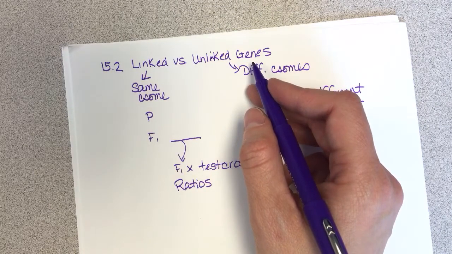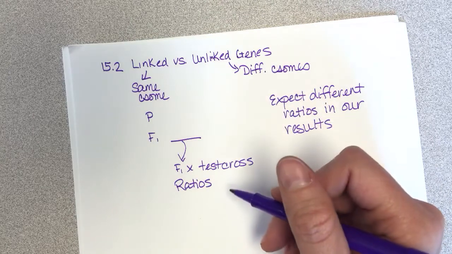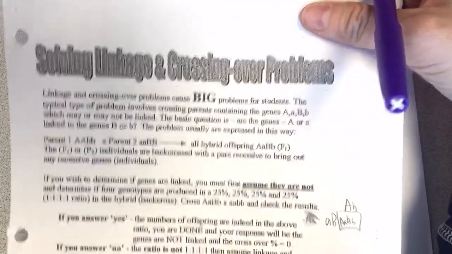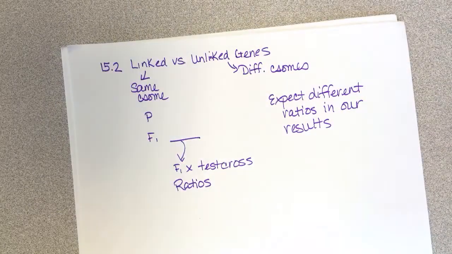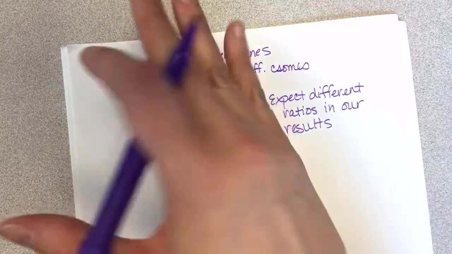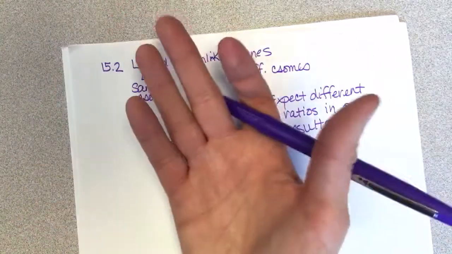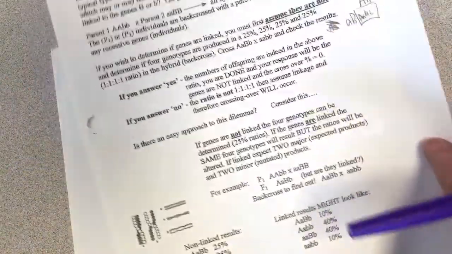And so I would have you look at the sheet we did, solving linkage and crossing over problems, to review about that. And we had another sheet, linked and unlinked. It was a two-sided sheet where we looked at what we would expect if the genes were linked, on the other side if they're unlinked, and how to do that. So you'll have a problem similar to that.